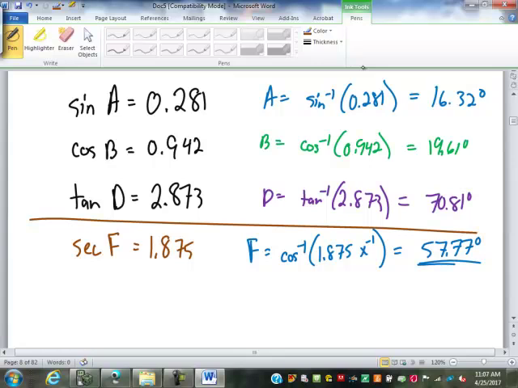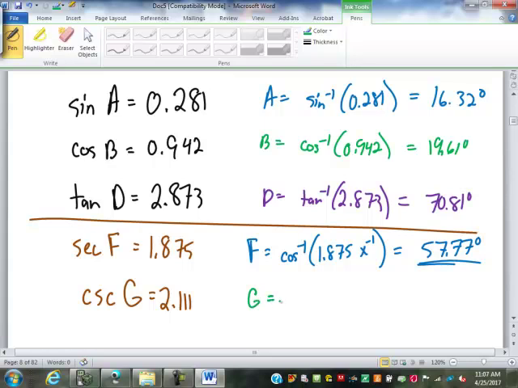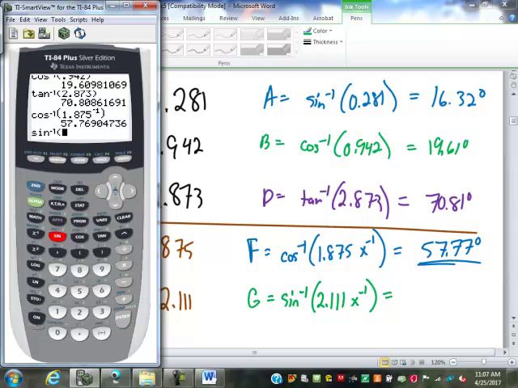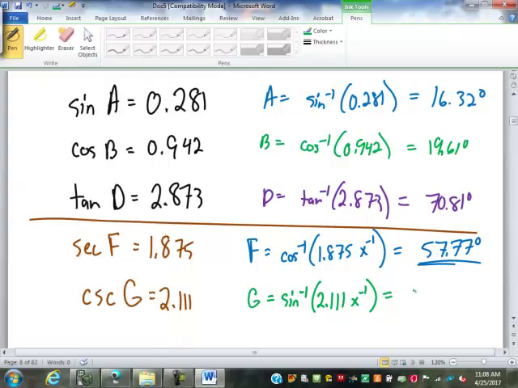Look familiar? Cosecant of angle G is 2.111. So that means G is going to be what trig function goes with cosecant? Sine inverse of 2.111. Reciprocal inside the parentheses again. 28.28 degrees.